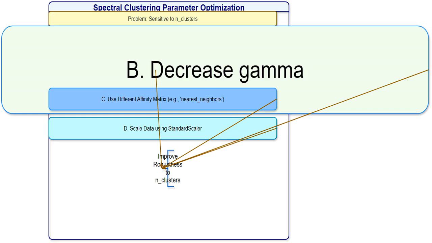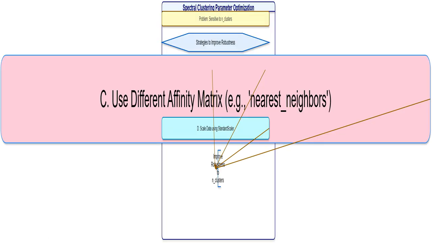Decreasing gamma widens this Gaussian, making the similarity between points less sensitive to small differences in their features. This results in a smoother affinity matrix, and consequently, a more stable clustering outcome less dependent on the precise value of n_clusters. The spectral clustering algorithm uses an affinity matrix to represent the similarity between data points. The default is often an RBF kernel.